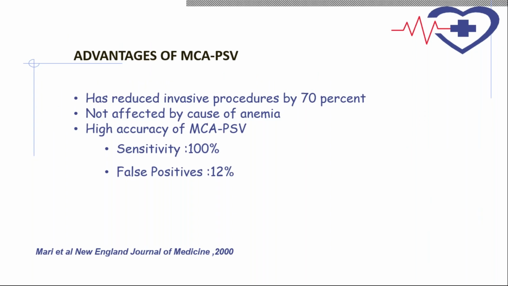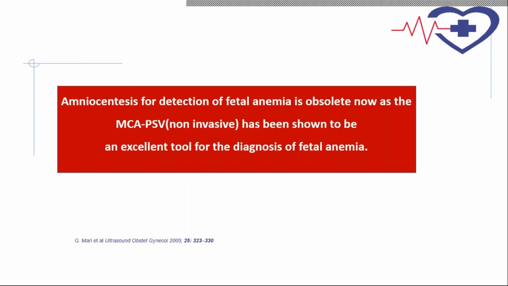Now, the advantage of this peak systolic velocity of the middle cerebral artery is that it has reduced invasive procedures by 70%, and it is not affected by the cause of anemia, whether it is hemolytic disease of newborn or any other cause of anemia. There will be an increase in the peak systolic velocity, and it has a very high accuracy, a sensitivity of 100% at a false positive rate of 12%. Next, please. You can skip this. So amniocentesis is obsolete now for detection of fetal anemia. Next.